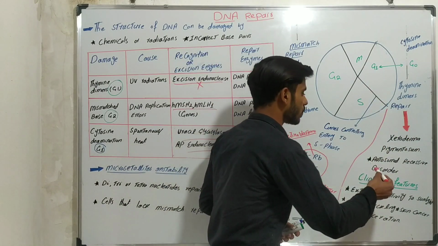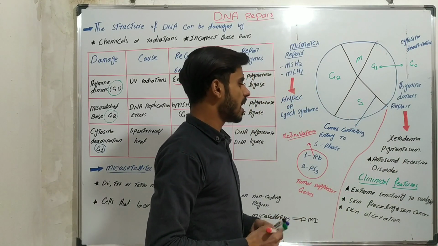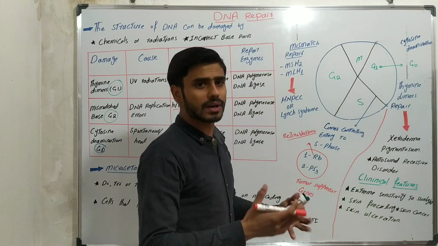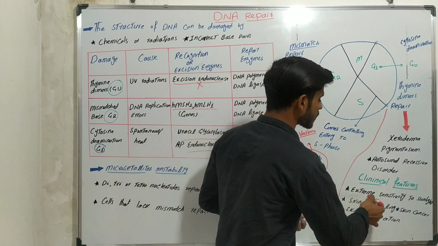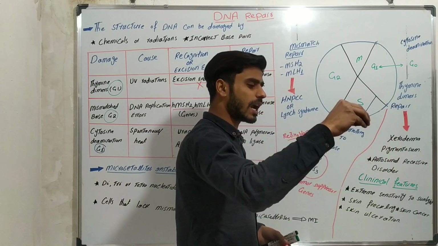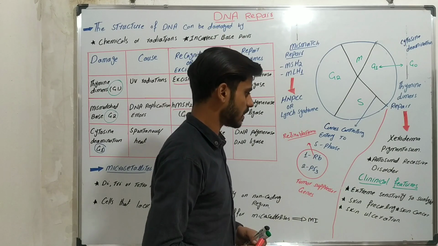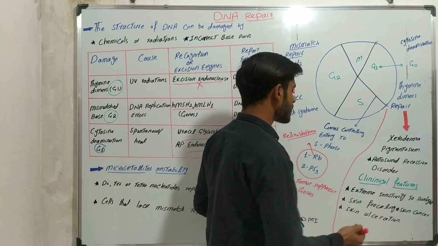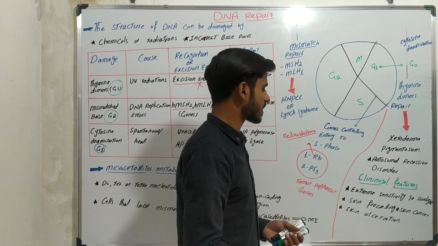And this xeroderma pigmentosum is an autosomal recessive disorder. And what are the clinical features? How is it characterized? The patient will have extreme sensitivity to sunlight. When the patient is exposed to sunlight, there will be extreme sensitivity. The second feature is skin freckling, because sunlight will cause skin freckling.